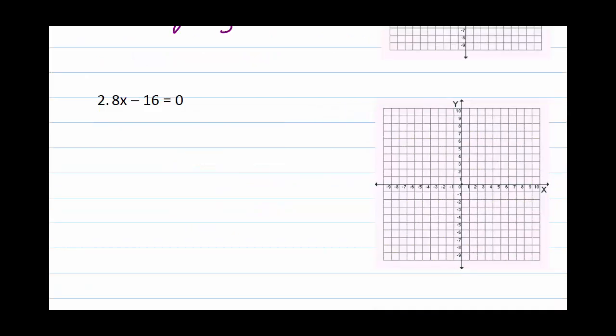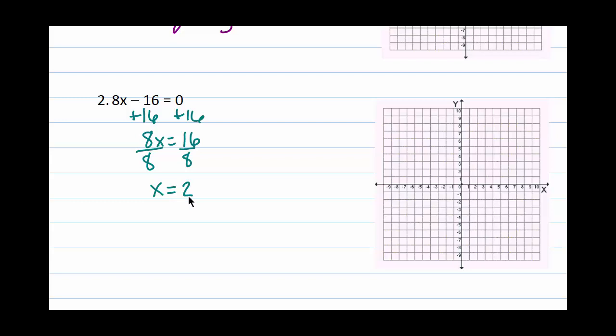All right, now let's look at one where my equation looks like this. Again, it's equal to 0, so the first thing I need to do, this time I don't have a y. I can't actually put this one in slope-intercept form, but I am going to go ahead and get this x by itself. So I'm going to add 16 to both sides. So I have 8x is equal to 16. Divide both sides by 8. I get x is equal to 2.